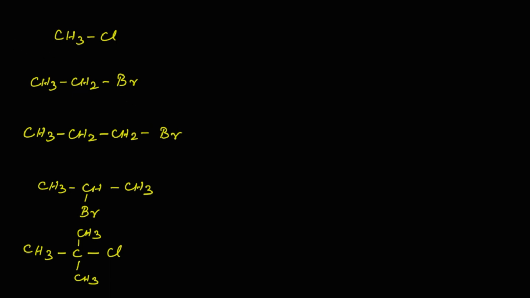In the common name, we name it as alkyl halide. CH3 is methyl and this is chloride. So in the common name, it is named as methyl chloride. In the same way, here there are two carbons. This is ethyl and this is bromine. So it is known as ethyl bromide.